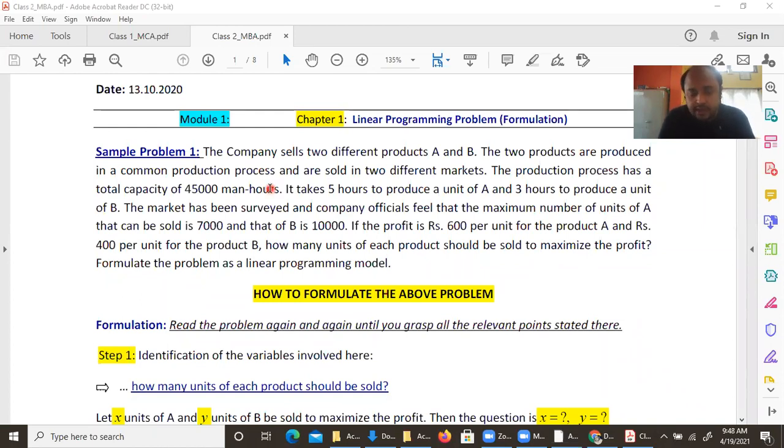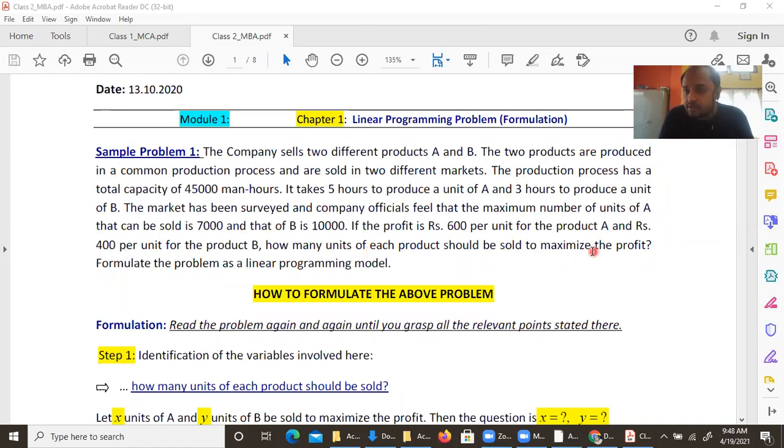So this is the question, and we have been asked to formulate the problem. Not only formulate the problem, a question has been asked: how many units of each product? Whenever this question is asked, how many units, that means you're going to find something, and that something has to be defined. That something here means the units of each product, capital A and capital B, which should be taken into consideration to optimize the situation.